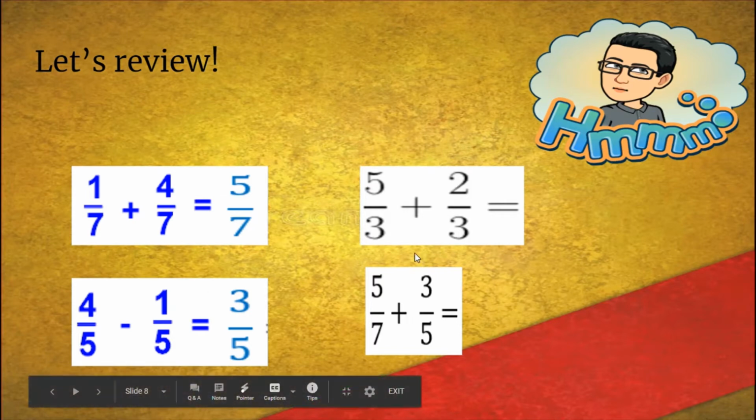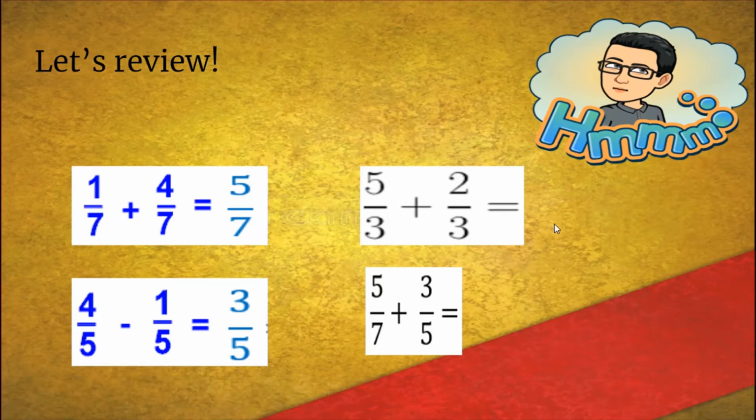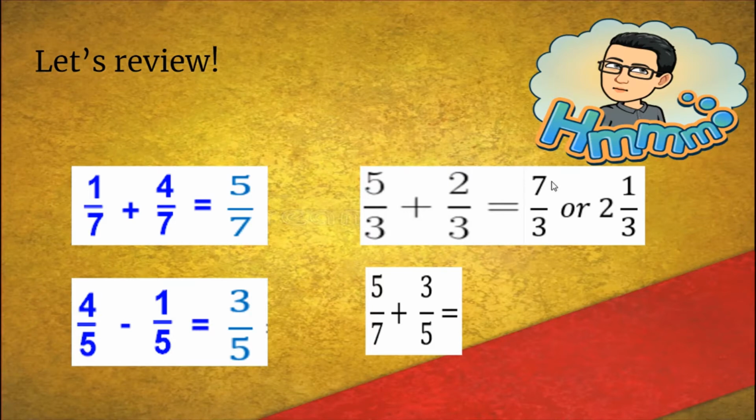Let's proceed. Okay, still we have the same denominator 3, so just copy 3 as the denominator of our answer, and then add 5 plus 2 is equal to 7. So for this one, the answer is 7/3, but notice that we need to simplify 7/3 because 7/3 is an example of an improper fraction. To change this improper fraction, all we have to do is divide 7 divided by 3. The answer for this one is 2 1/3.